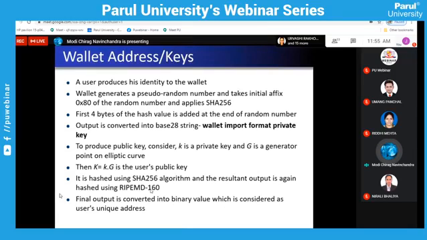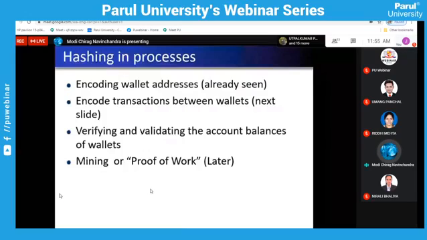So how is hashing used? Hash is also a cryptographic term. We have already said that hash is used to generate the wallet addresses. Hash is used for encoding the wallet address. It is required to encode the transaction between the wallets, which we'll see in the next slide. It is also required to verify the validity of account balances of the wallet. Hash is also required to check the integrity of the data, and in mining, to mine the block we require the hash function.